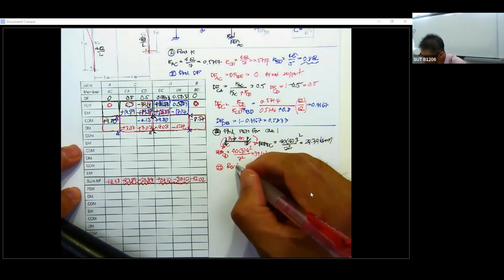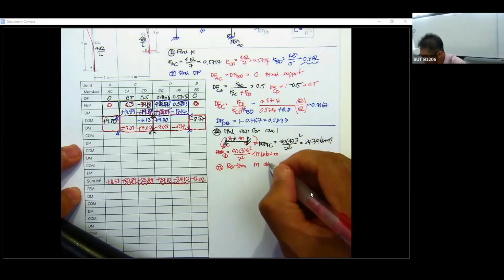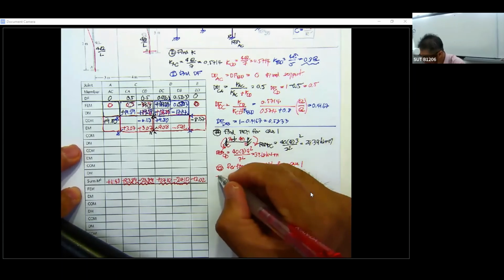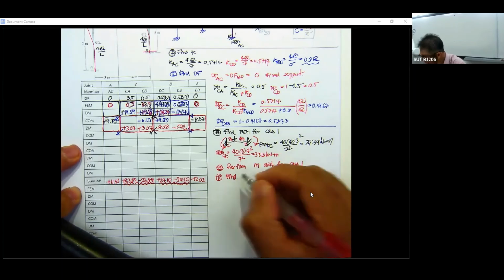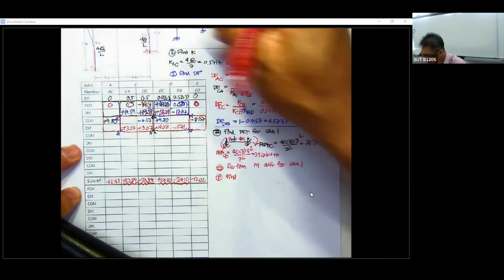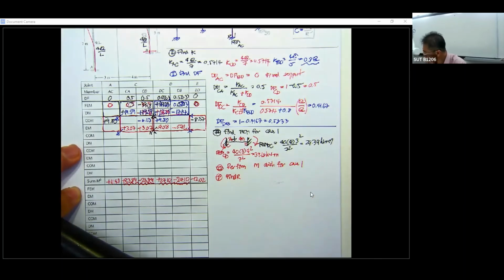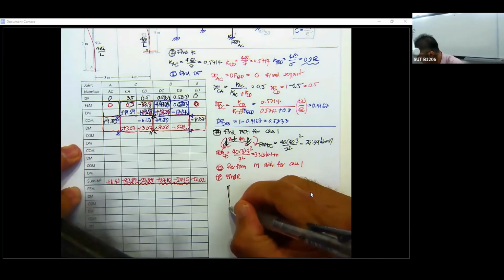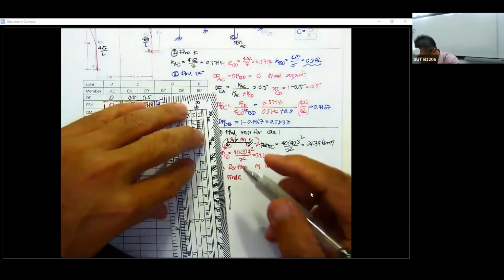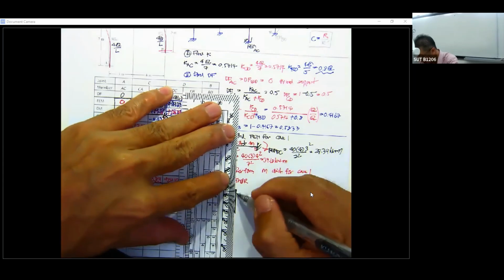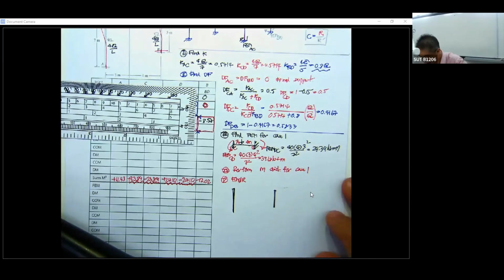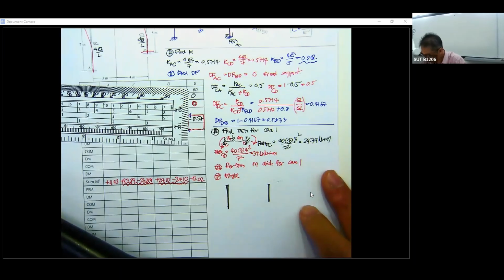You perform moment distribution for case 1, and then number 5 you find R over here, and then based upon this computation you will have one for the long column. Please use the ruler to draw it, to make it look good.